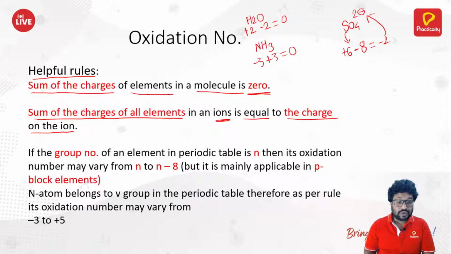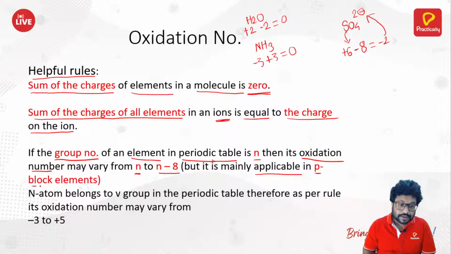Last, an important rule: if the group number of an element in the periodic table is n, then its oxidation number may vary from n to n minus 8. n to n minus 8. Now this thing is mainly applicable in p block elements.